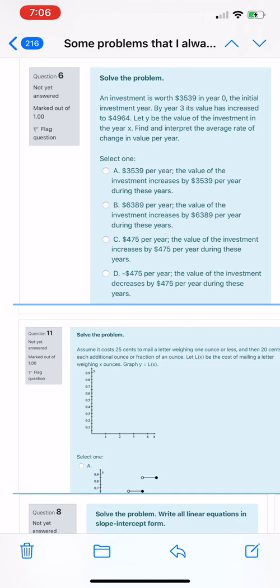Let me see. X, Y, X, Y. Hey, Google, what's 49.64 minus 35.39? The answer is 14.25. Hey, Google, what's the answer divided by 3? The answer is 4.75. Right? So we said the second minus the first. So it looks like it's increasing, right? So it looks like it increased by 4.75 per year.